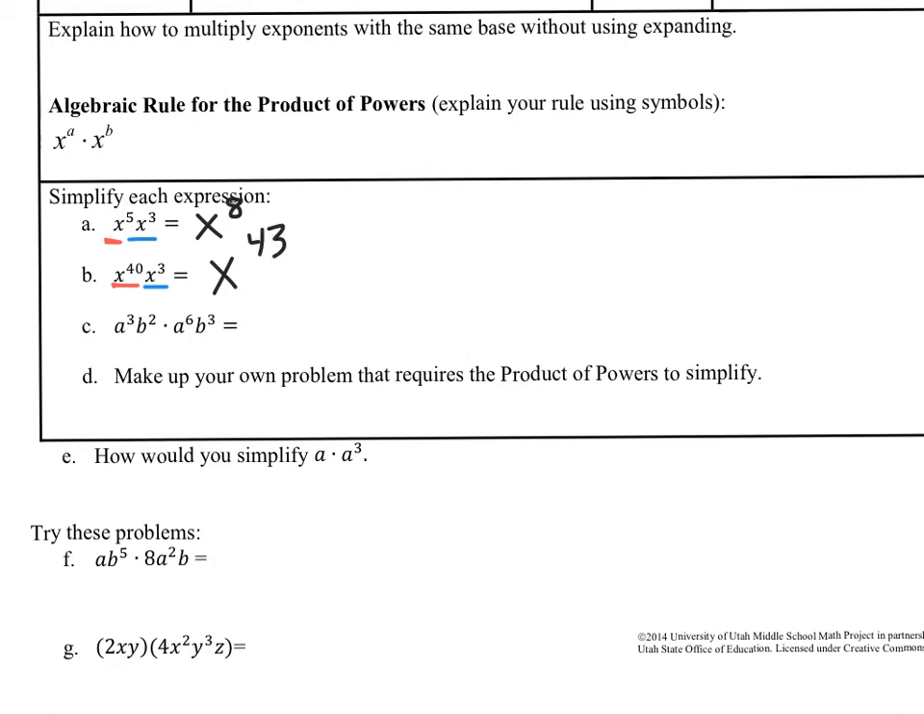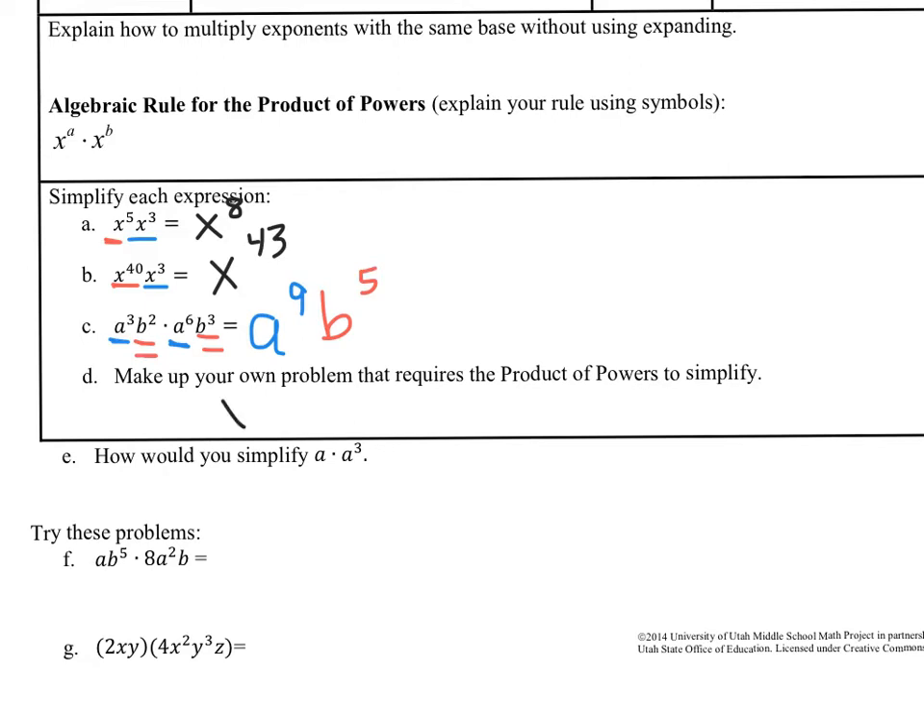I only want to add the like base exponents. So if I have a to the third, I only want to look at other a's. So I have a to the sixth, which gives me a total of a to the ninth. And then if I look at the b's, I have b squared and b to the third, which is going to give me a total of b to the fifth if I look at just those.